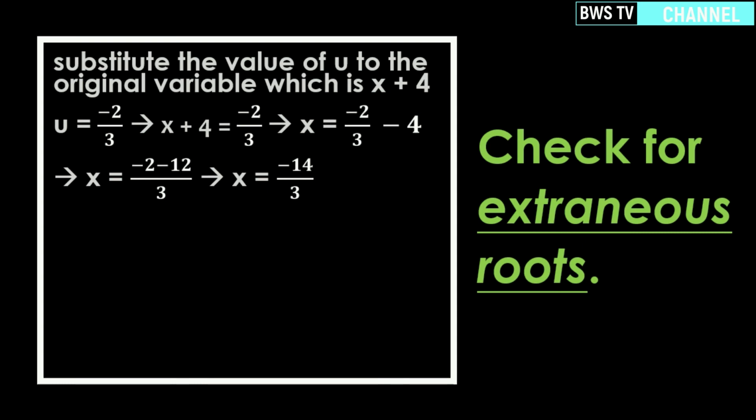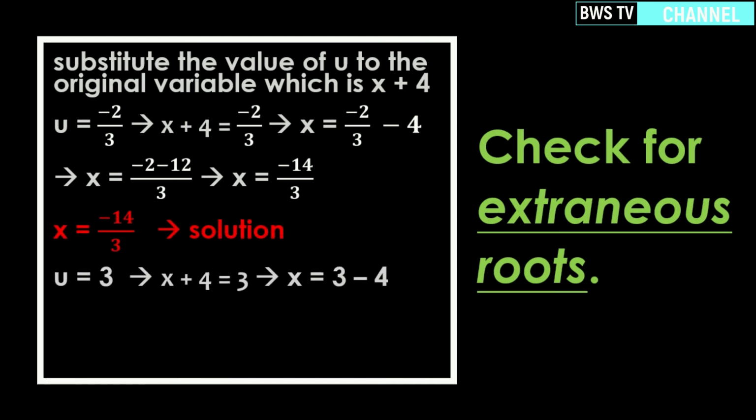It is the operation in between in the previous process. So that is minus. So minus 4 will be minus also. So negative 2 minus 12 over 3. Simplify, so you have negative 14 over 3. And what will be the decision for negative 14 over 3? That will be a solution. Next is u is equal to 3.